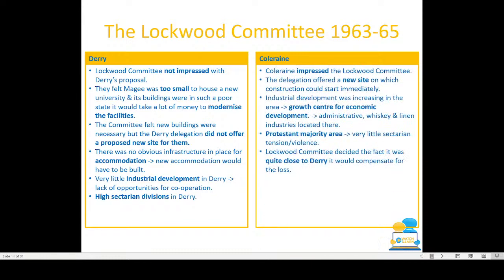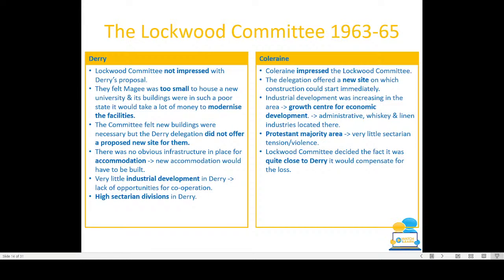Coleraine, on the other hand, really impressed the Lockwood Committee. So the delegation offered a new site on which the construction could start immediately. That was one of the requirements, a suitable site for new development of a building. Industrial development in Coleraine was increasing, so we see it become this growth centre for economic development. So there was more administration work being placed in the area. There was a new development of whisky and linen industries located there that, I suppose, the Lockwood Committee deemed was appropriate to provide cooperation between the college and local industries.